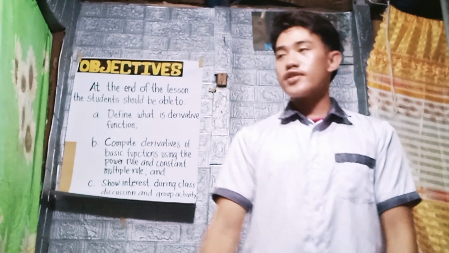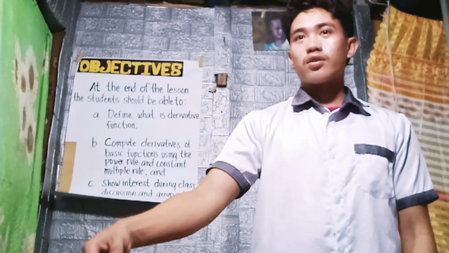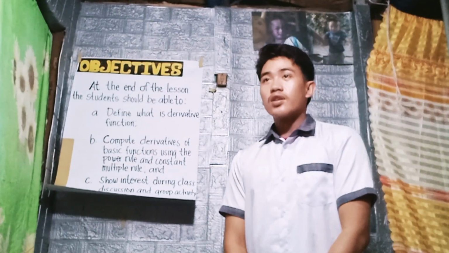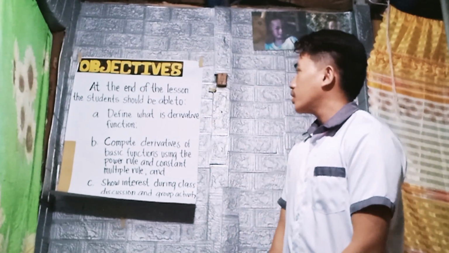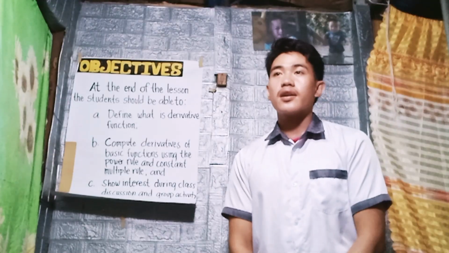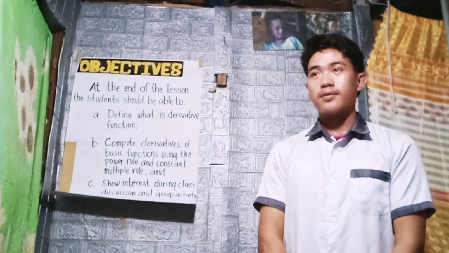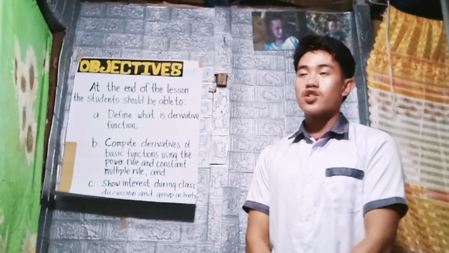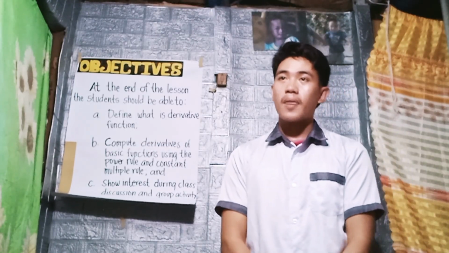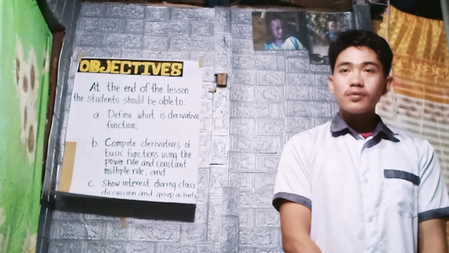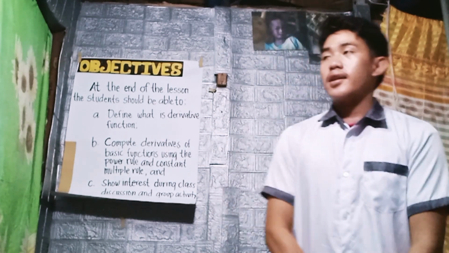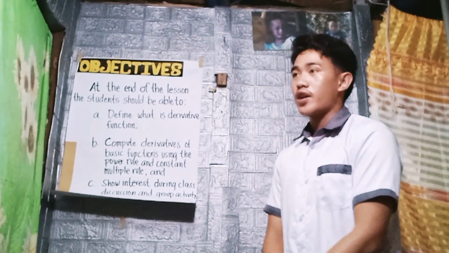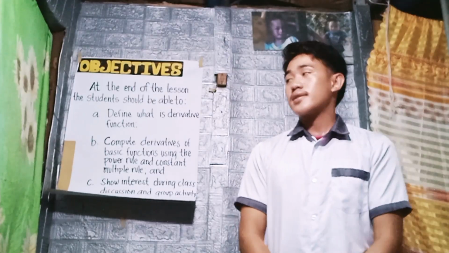So here's the jumbled letters of group 1 and 2. Okay, very good, class. How did you find the activity? Okay. Was it easy for you to find the words? Okay, very good. Now let's define what derivative function is by completing the sentence.